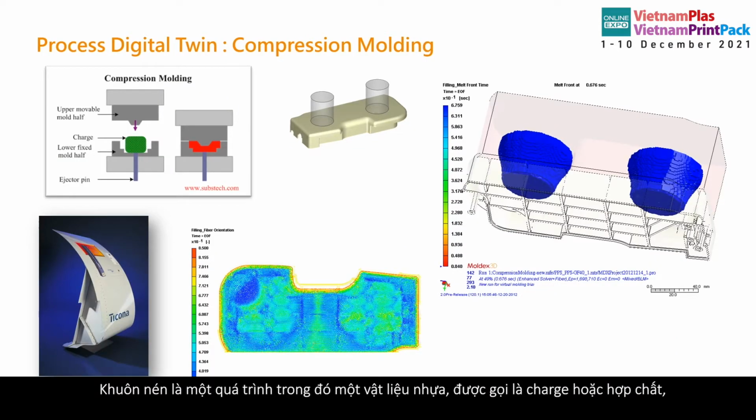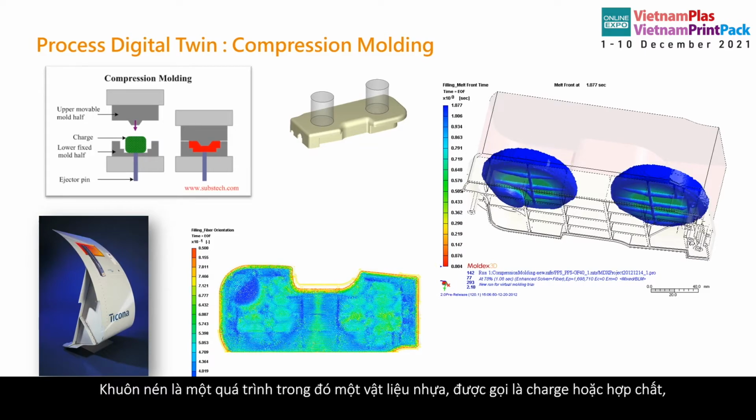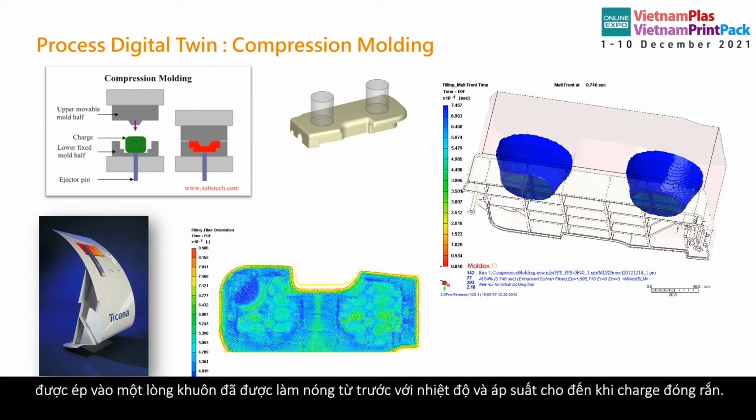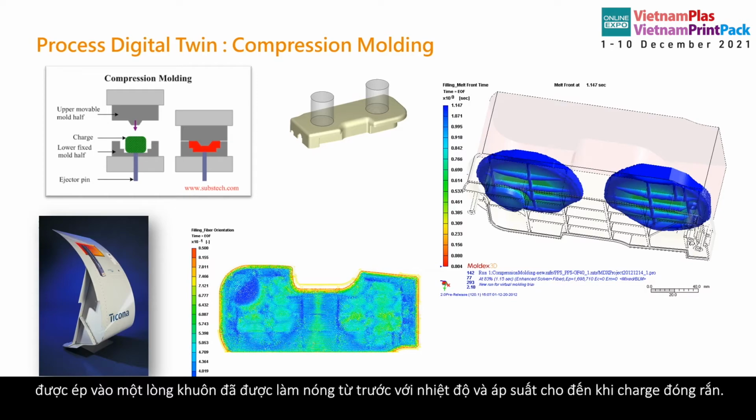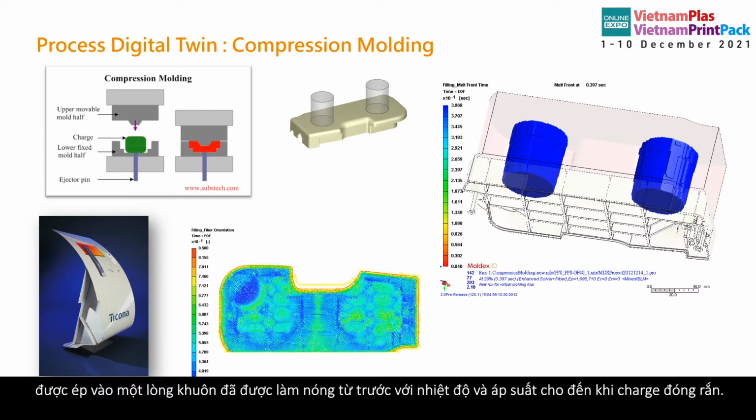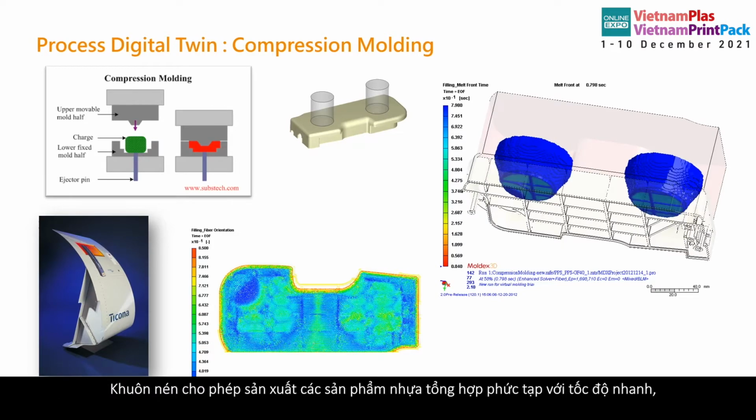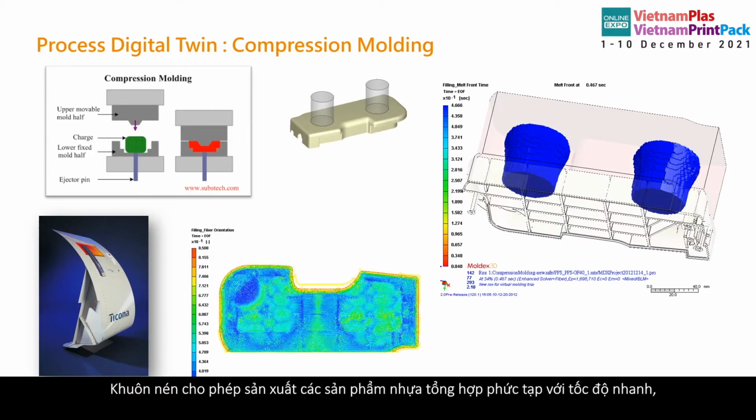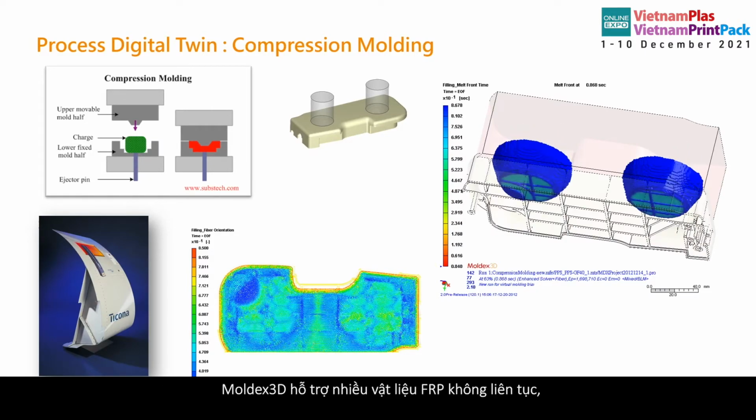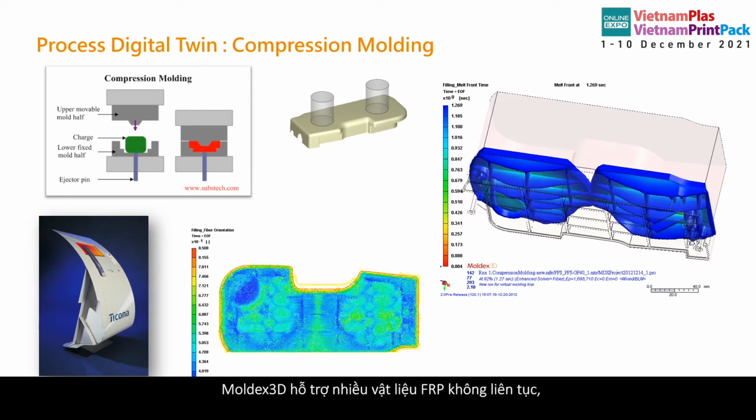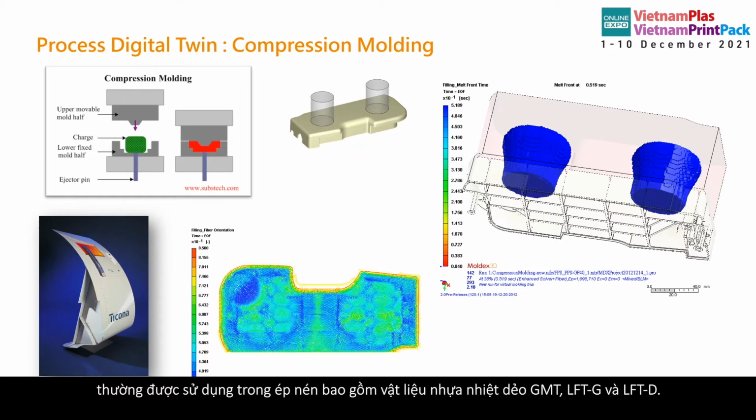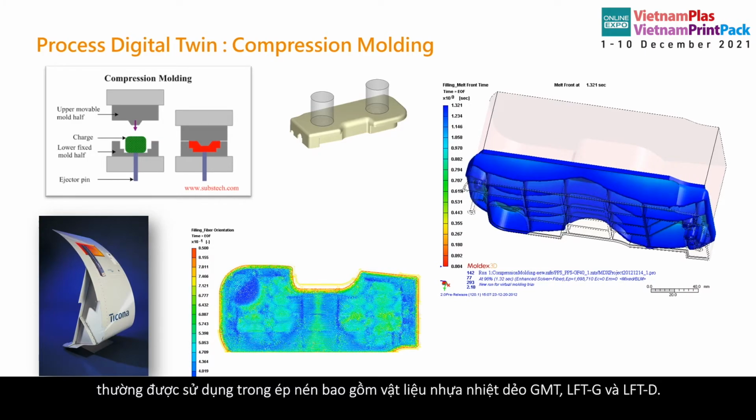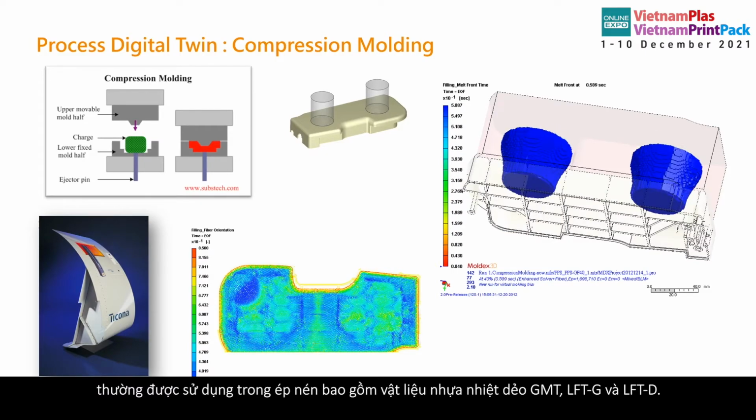Compression molding is a process in which a molding polymer, called a charge or compound, is squeezed into a preheated mold cavity under heat and pressure until the charge has cooled. Compression molding enables the production of compressed composite compounds at a fast rate. Model 3D supports many discontinuous FRP materials that are frequently used in compression molding, including thermoplastic material, GMT, LFT-G, or LFT-D.